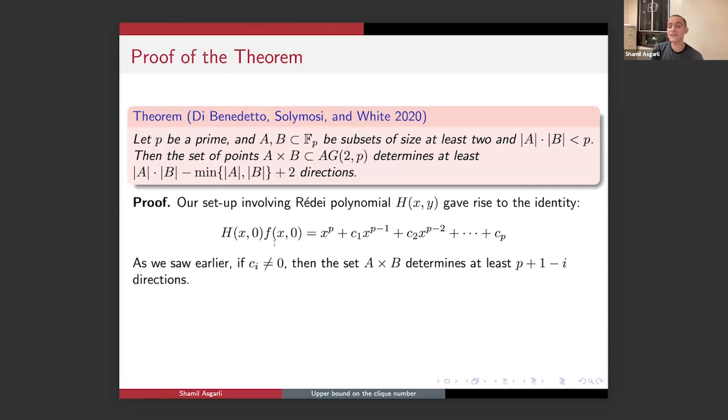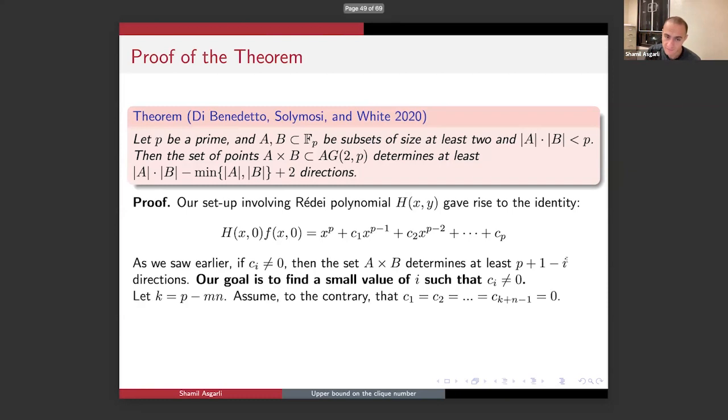And as we saw earlier, if you can show that Ci is not 0 for a small value of i, then the set will determine a lot of directions. So our goal is to show that the value of Ci is not 0 for some small value of i, because if you can show that, then that will show that A cross B determines p plus 1 minus i directions, which is what we want. We want to show that it determines a lot of directions. So our goal is to find a small value of i such that Ci is not 0.